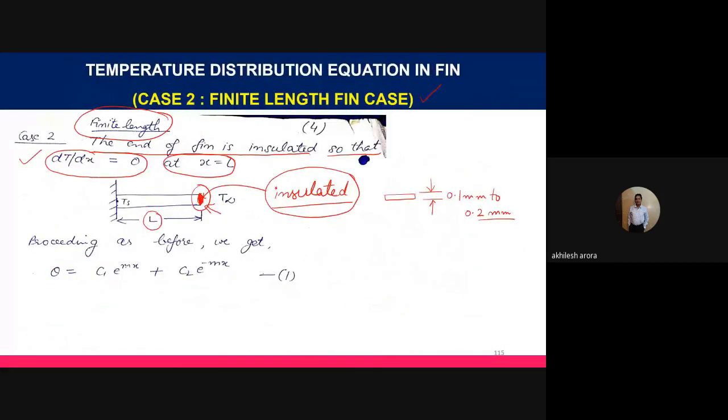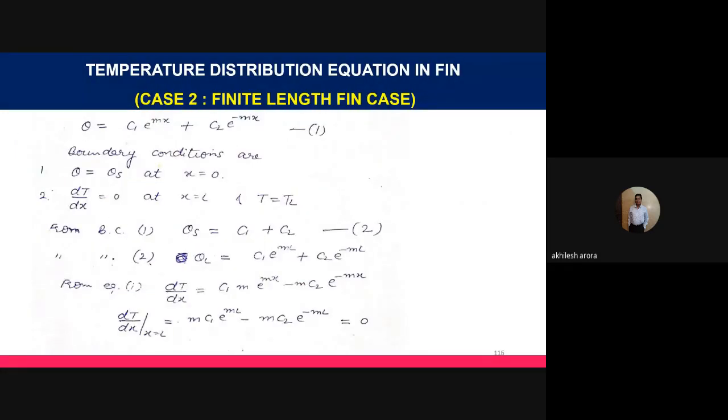That part I am not explaining once again here, as I said, proceeding as before. That means we have to start from the basics itself. We have to apply the energy conservation also. So we will get that this is the solution actually. Theta is equal to C1 e raised to power mx plus C2 e raised to power minus mx. So this is the equation, equation number 1.